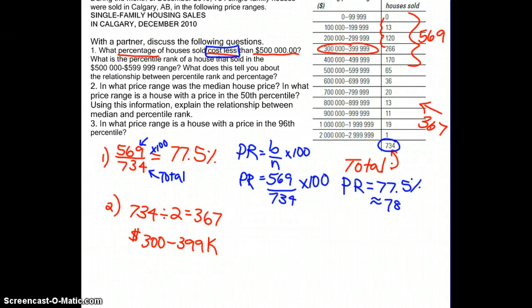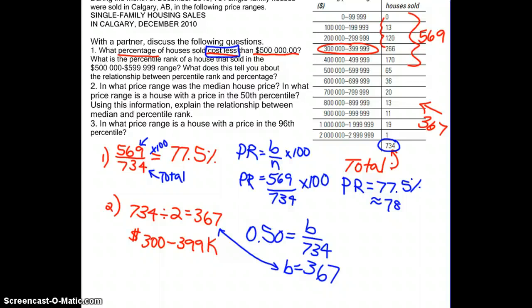Then we want to find the 50th percentile. So to find the 50th percentile, we're going to go 0.5, so 0.50 equals B over our total, which is 734, to find B. B, you'll notice, is 367. So you'll notice that these two values are the same. That means that 367 houses are below whatever value you're talking about, whatever your median value is.